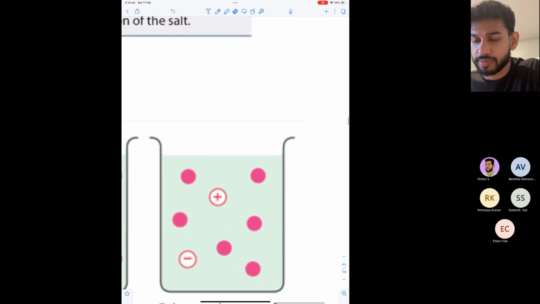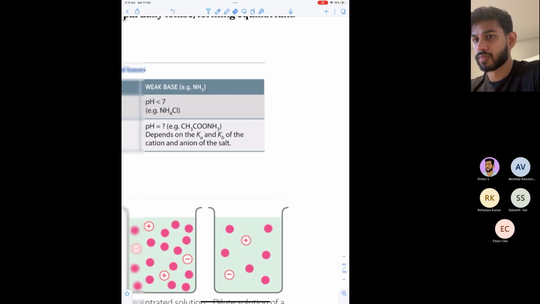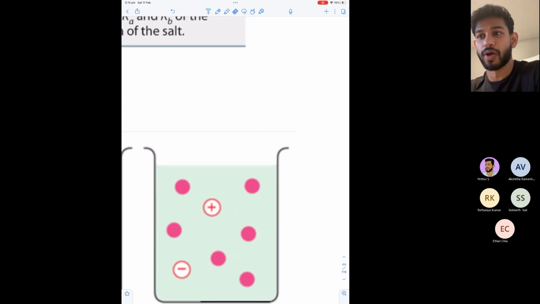And finally, Rithanya, back to you. Would be weak. Good. Why? Because it's ionized. Good. And concentration? Would be dilute. Good. Why? Because there's not many moles in a volume, right? Just apply the C equals n over V formula and that would make sense. Does that make sense?